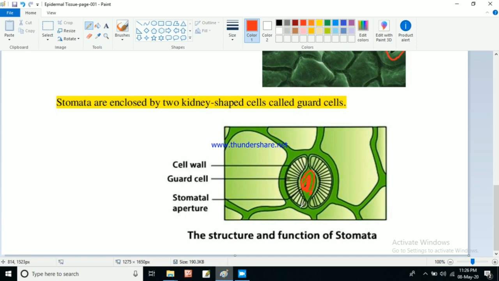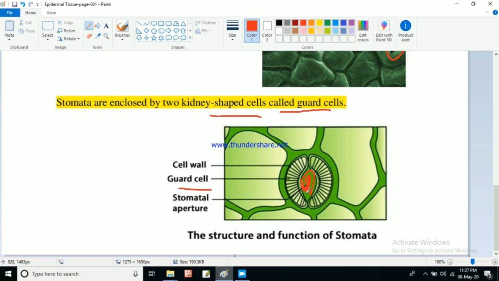And what is this thing? These are known as guard cells. So two kidney shaped cells are there around a stomatal pore, and these cells are known as guard cells. Stomata are enclosed by two kidney shaped cells called guard cells. Two kidney shaped cells are there around a stomata.